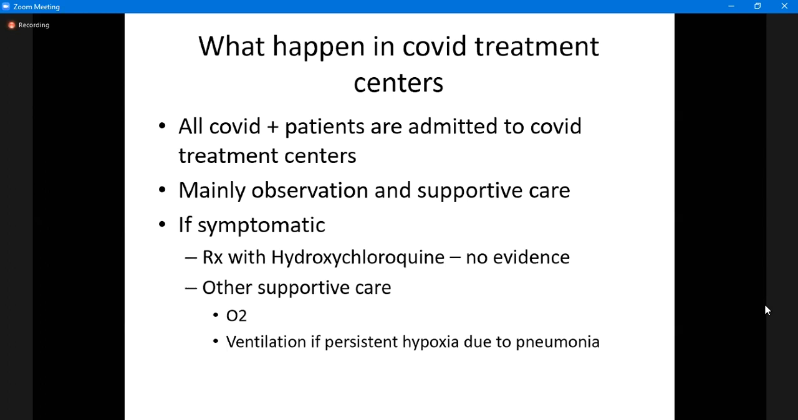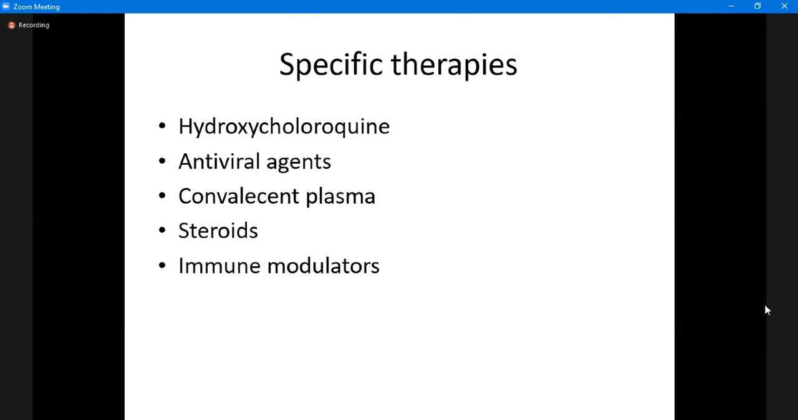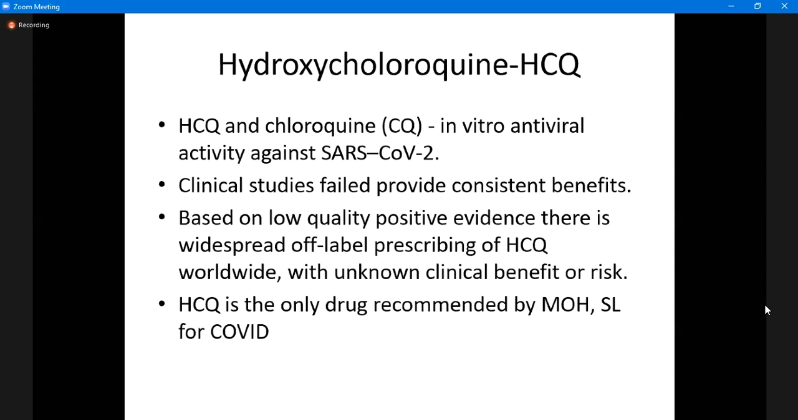Let's talk about individual medication also. As I said earlier, there are a number of specific therapies available, or at least a number of specific therapies tried for COVID-19, out of which hydroxychloroquine and chloroquine are the most famous drugs. Those are antimalarial drugs. Then, of course, we have antiviral agents used for various other illnesses, and also we have convalescent plasma, steroids, and immune modulators. These are the types that have been tried in patients with COVID-19 with varying success. Out of these, hydroxychloroquine and chloroquine are the most famous and most widely used.